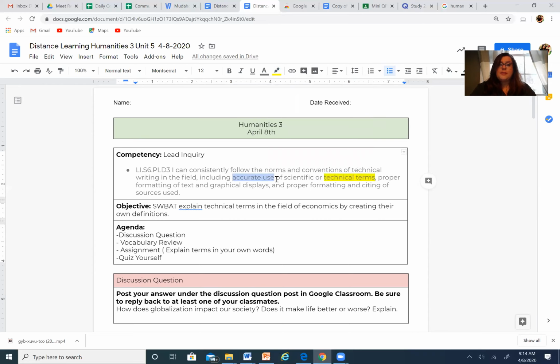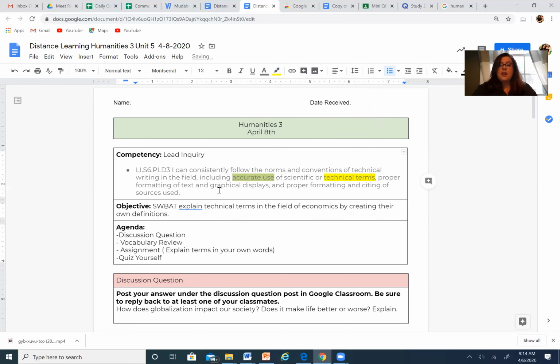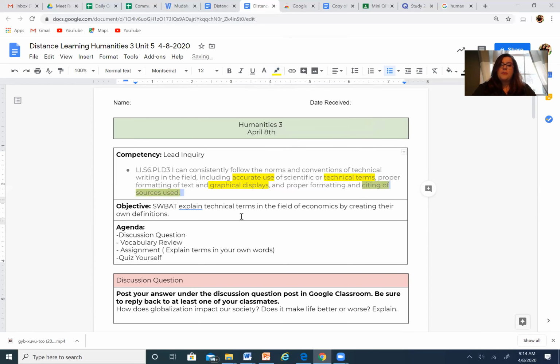And we want to be able to put that into either graphic displays and citing of sources. In a humanities class, we're always going to be working on citing sources. So those are your big takeaways out of the actual competency.